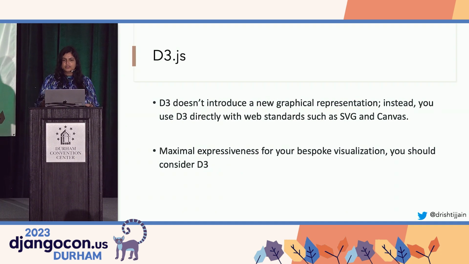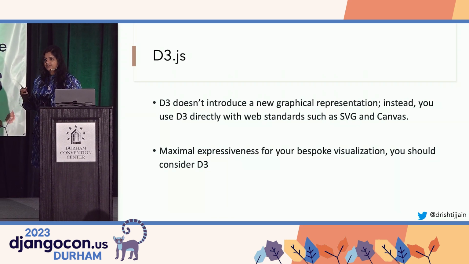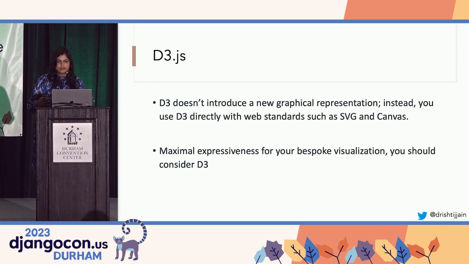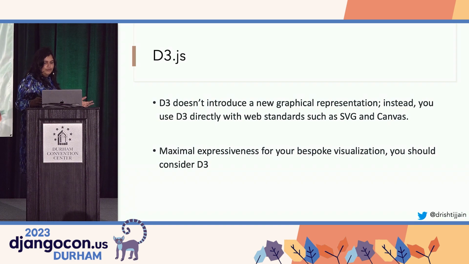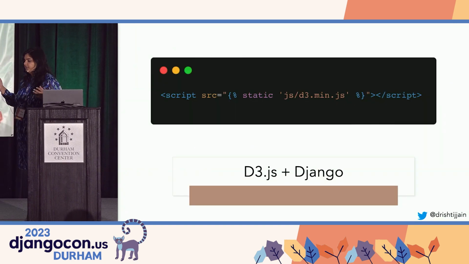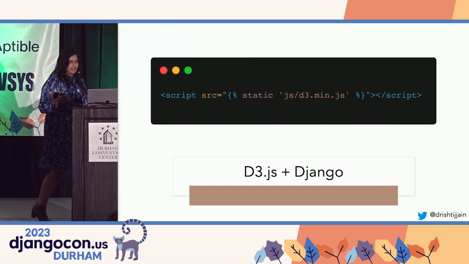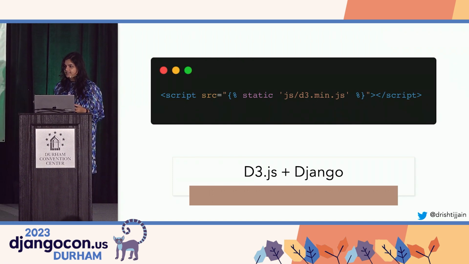It also does not, by default, have a fixed graphical representation. Instead, with SVG and Canvas, you can integrate it such that everything is customizable. And for any application which needs maximum expressiveness for your visualizations, D3 is the way to go. And if you ask me, how do you actually have the two worlds of D3 and Django combined together? You simply include it in your script tag. And that is what helps you do it. In a couple of slides, we'll also see an example of working and customizing a chart on our own.